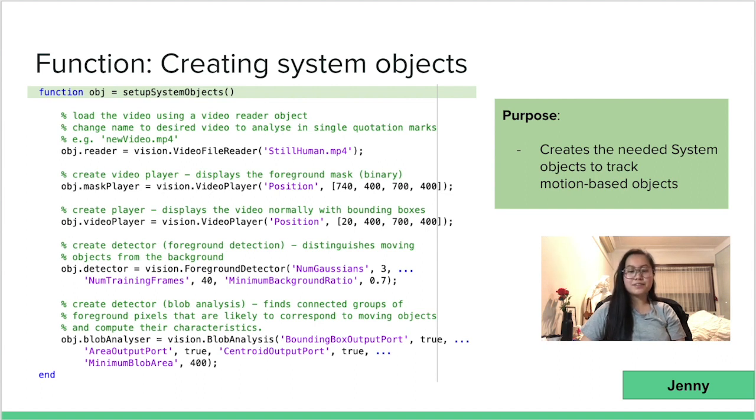Firstly, it loads the video we want to track onto a reader so that the frames can be read. Secondly, it creates 2 video players, which was shown in the demo. One plays the video normally with the bounding boxes, and one with a binary mask.